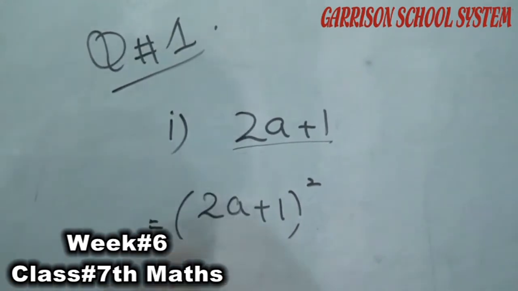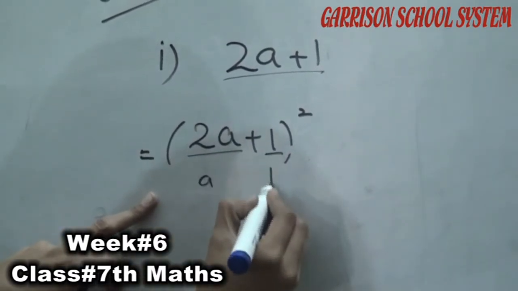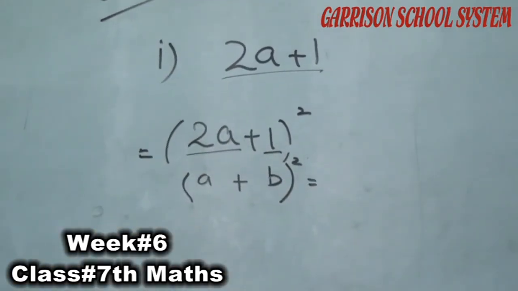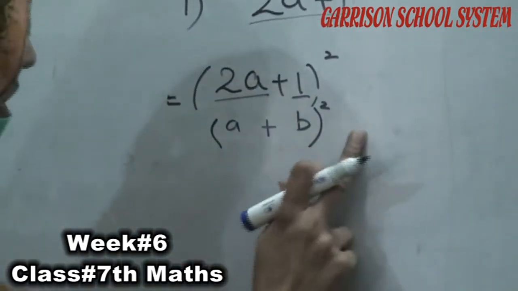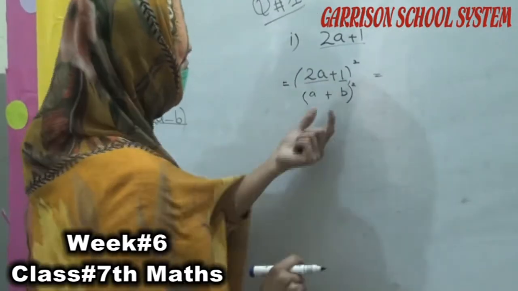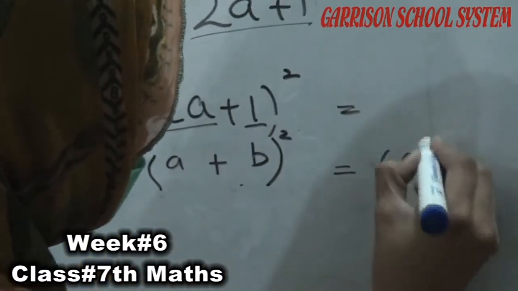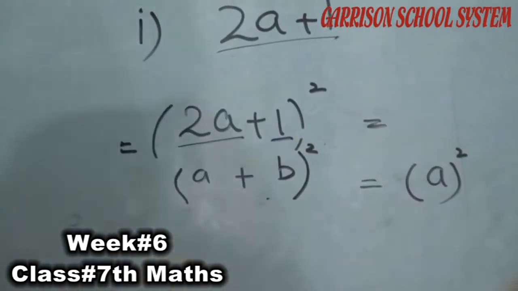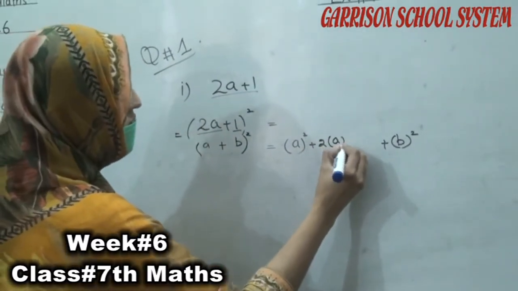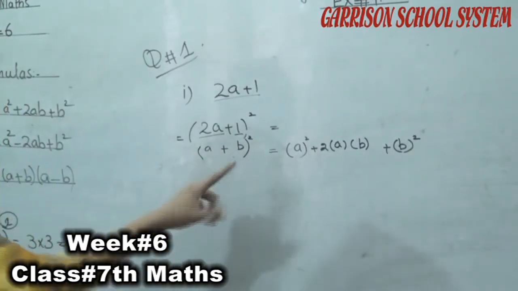If I say that this is the a and this is the b, it will become a plus b whole square, and when I open this formula, what will this square produce according to the formula? It will produce a square, means first term square, and in the end last term square, and in the center plus 2 into first term into last term. This is the open form of this formula.